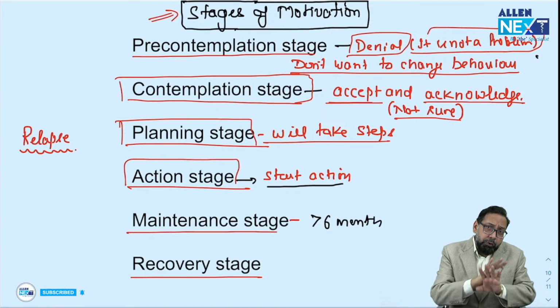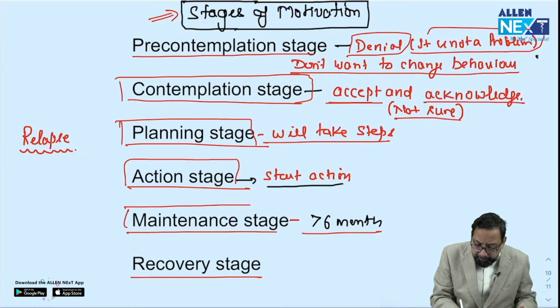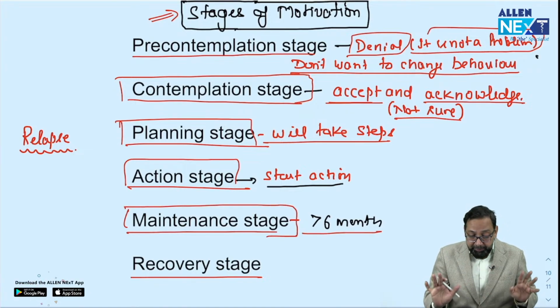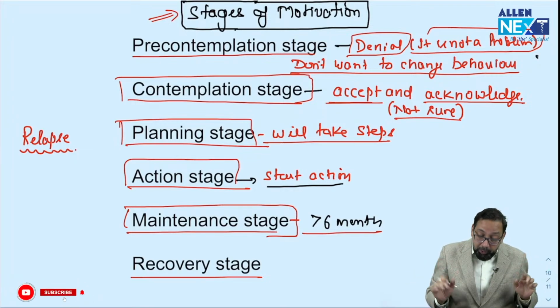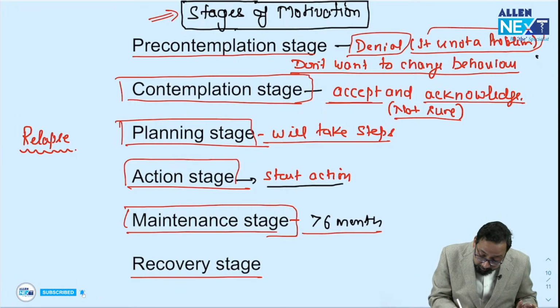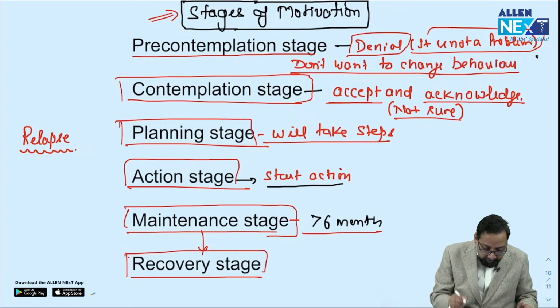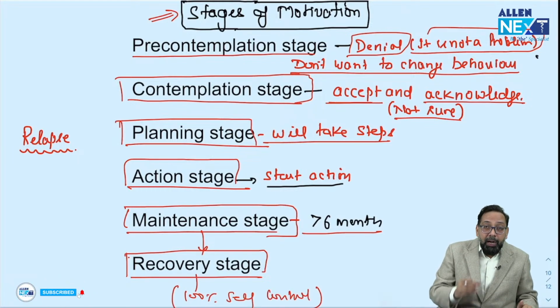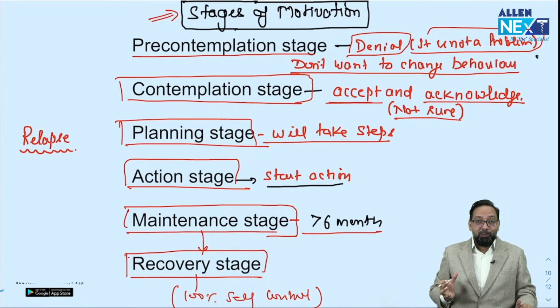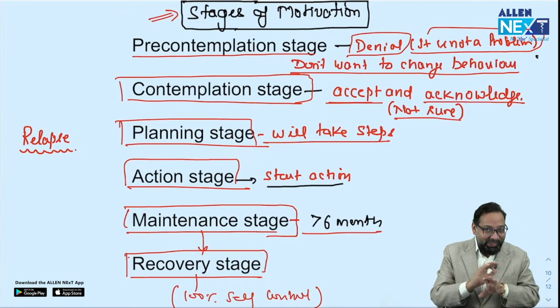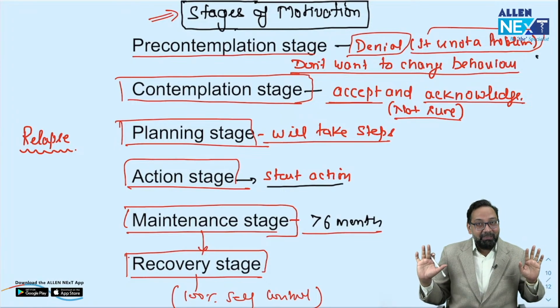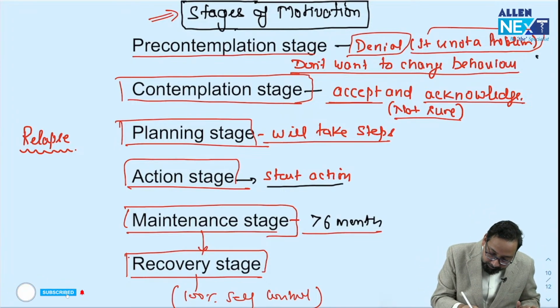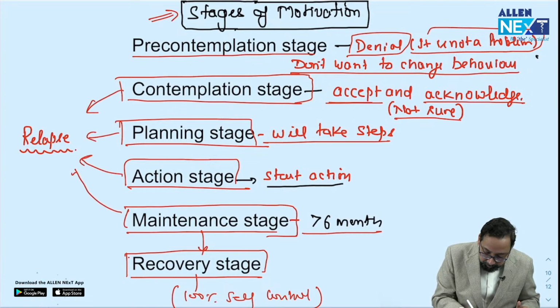If the patient has not taken it for more than 6 months, we will say that the patient has maintained abstinence, he is not taking alcohol or substance. After that, the recovery stage. In the recovery stage, there is 100% self-control. Self-control means if alcohol is in front of me but I have self-control, I will not take it, hence I have recovered. From these stages, a patient can go into relapse at any time, point it out.